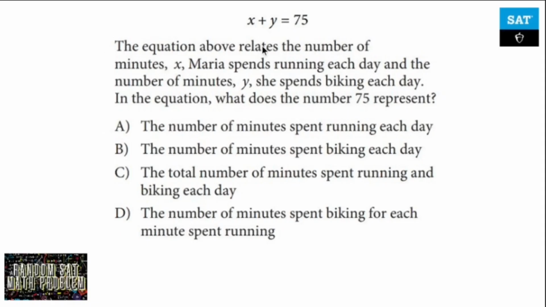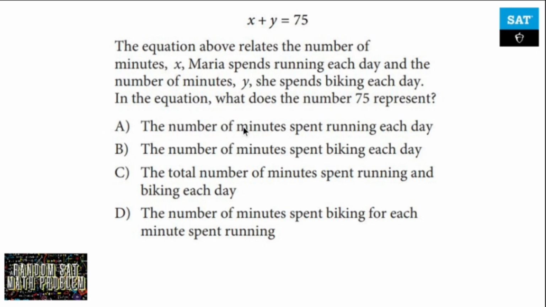The equation above relates the number of minutes X Maria spends running each day and the number of minutes Y she spends biking each day. So this equation is basically saying running plus biking equals 75. In the equation, what does 75 represent? Well, running minutes plus biking minutes equals the total amount of time she did both. So 75 minutes represents how much running and biking she did.